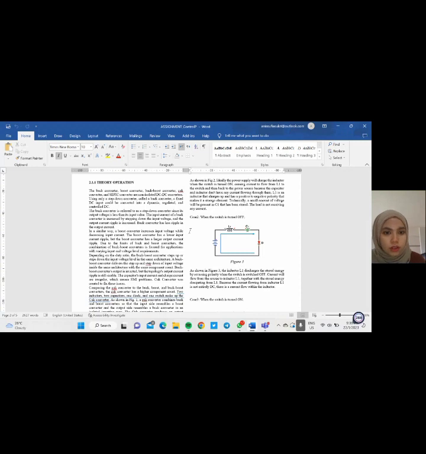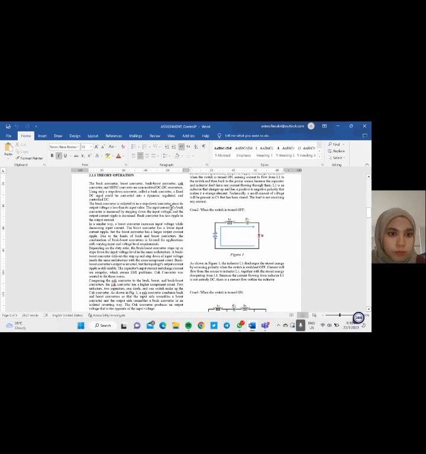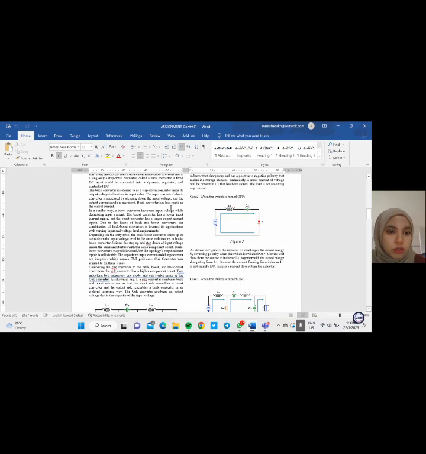Using only a step-down converter called a buck converter, a fixed DC input could be converted into a dynamic, regulated, and controlled DC. The buck converter is referred to as a step-down converter since its output voltage is less than the input value. The input current of a buck converter is increased by stepping down the input voltage, and the output current ripple is increased. Buck converter has less ripple in the output current.